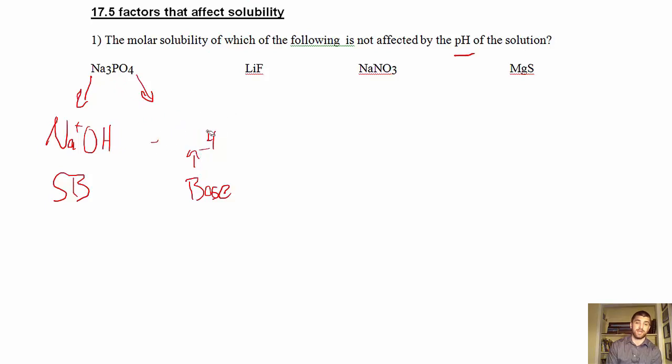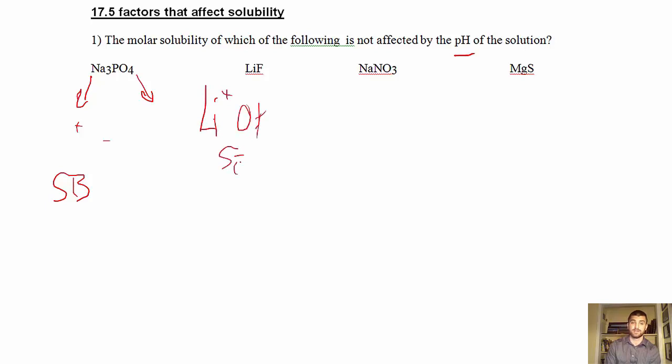All right, so now if we take a look at LiF, what would happen? We would get Li+, which could react with water to make LiOH, a strong base, and we would get F-, which would react with water and say, hey, I like taking up hydrogens because I'm the conjugate base of a weak acid. So we would get a weak acid. So we have a strong base and a weak acid mixing, so the pH would affect it.